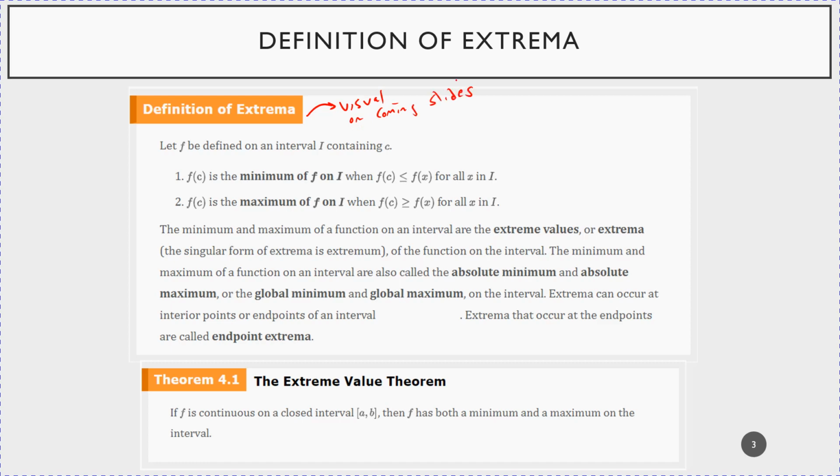A little bit more here. The minimum and maximum of a function on an interval are called extreme values or extrema. The singular form of extrema is extremum. So we're looking for these extreme values, or extrema, of the function on the interval. The minimum and maximum are also called the absolute minimum and the absolute maximum, or sometimes the global min or global max on the interval. Extrema can occur at interior points of the interval or at endpoints of the interval, and you're going to see this in the coming slides.